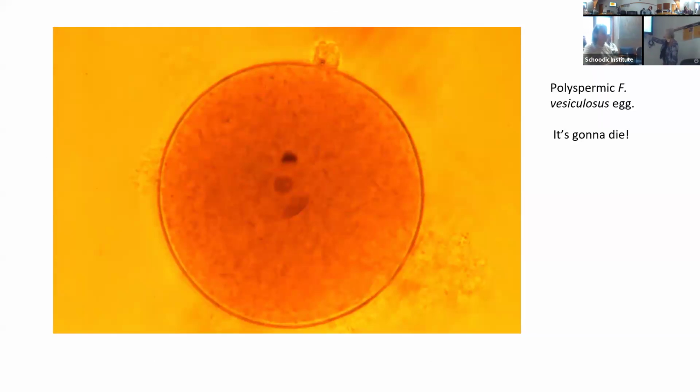Okay, this poor Fucus vesiculosus egg was fertilized by one sperm and another sperm. This is the egg nucleus again. So this sperm nucleoplasm has spread already in the egg nucleus, and that one's probably just freezing, but it's gonna die. Now, of course, I killed it, so it already died.